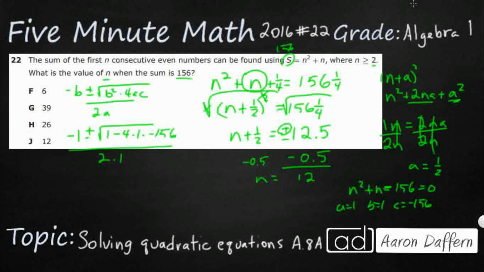So if I do a whole bunch of simplifying here, we're going to get negative 1 plus or minus the square root of 1 minus, it's actually going to be a plus because I got a negative right there. So if I do my 156 times 4, that's 624. Okay, so 1 plus 624 is 625. The square root of 625 is 25. So it's negative 1 plus or minus 25, over 2. Right, we need the positive, so 24 over 2, that's going to be 12. So our answer is J.